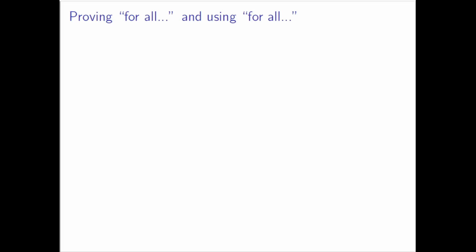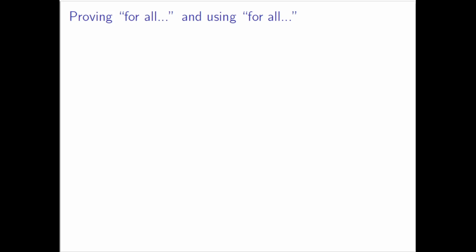In this third video, let's talk about proving for all versus using for all. The last video talked about the difference between for all and there exists, and tried to drill down into what for all means and what there exists means. But now let's just talk about for all. And just like in the case of proving if then versus using if then, they look different.